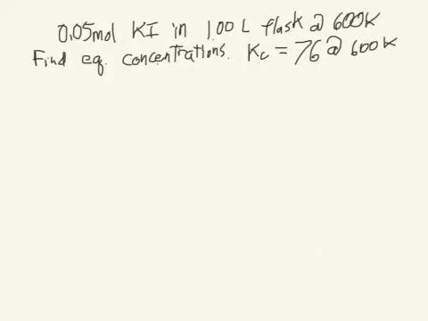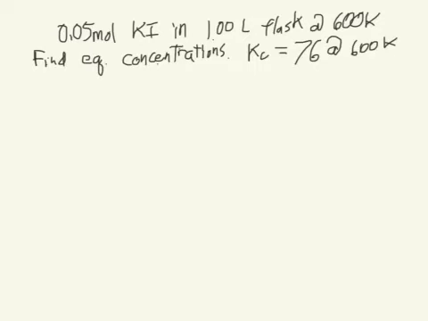This is a similar problem to the last one, but because we have the same reaction, it's the same balanced equation. In this case, it's pretty clear that our reaction is going to have to go backwards, because we're starting with some product, HI, and we are letting it come to equilibrium, so there has to be some reactants that get formed.